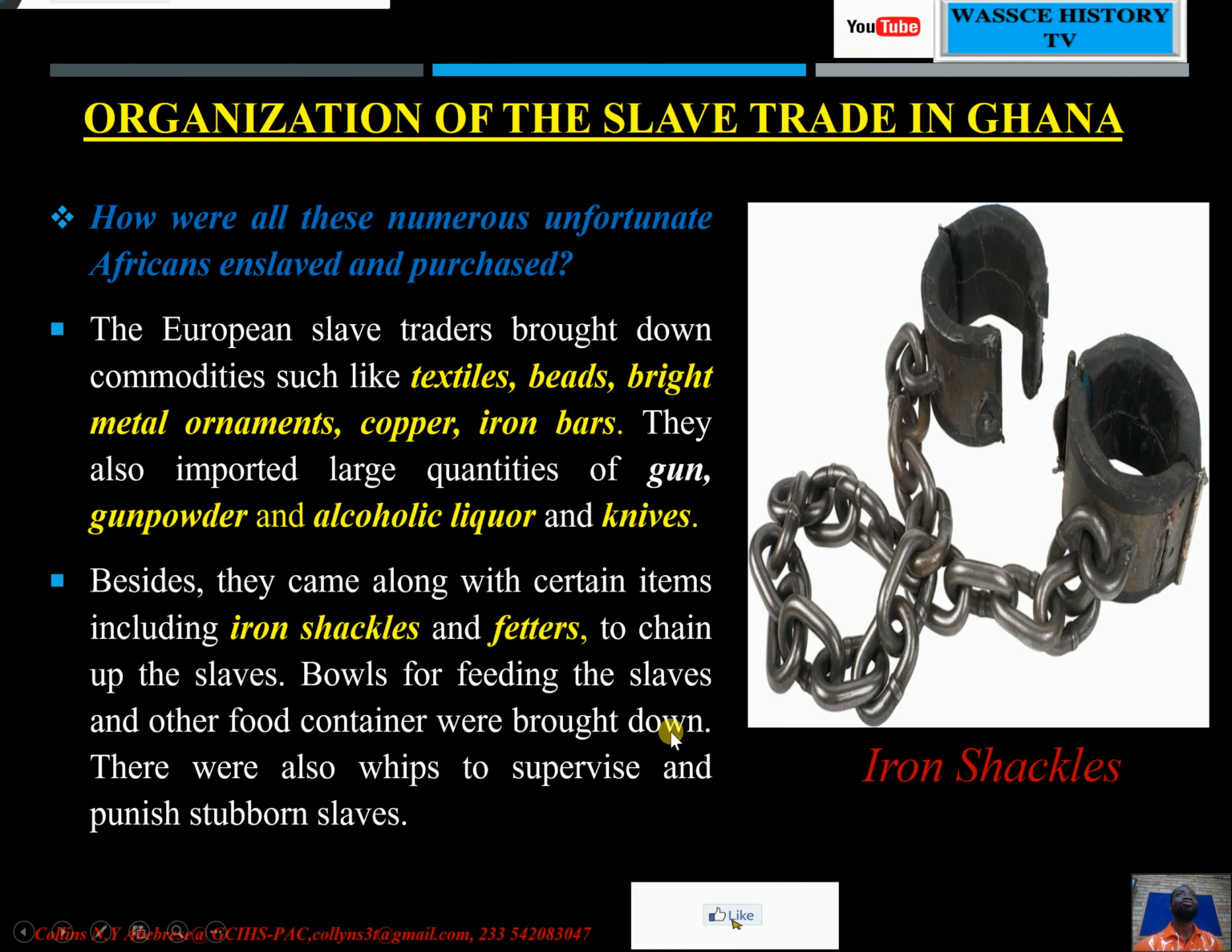So it is more or less like somebody who is going to trade. You don't go with only your money or your item of exchange, but you also go with other equipment that can help you carry out the trade you want to do. And that is exactly what these European slave traders did. They did not only bring the items they were going to barter, but they also came with iron shackles and fetters, which helped them keep the slaves in order. And this is an image of the iron shackles. You put this on your leg and sometimes on your hand. Good. So that is the first thing you should establish.